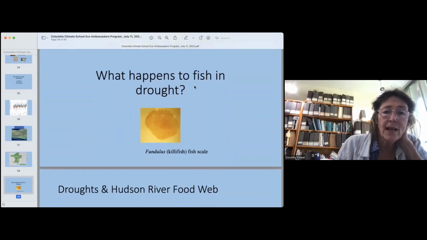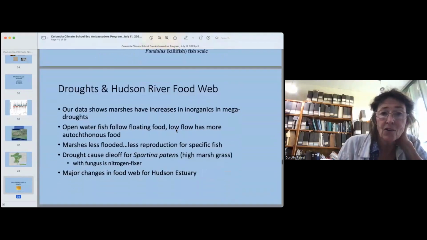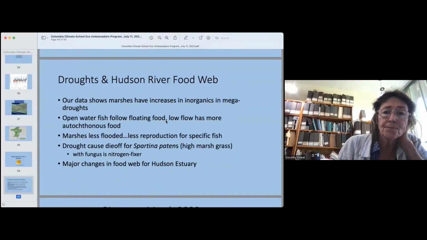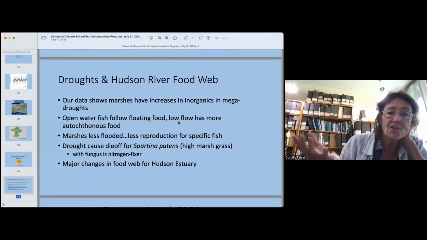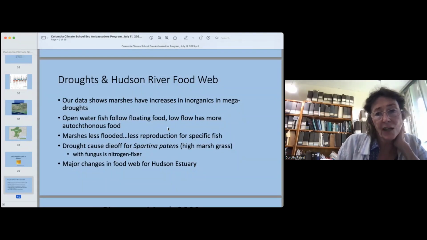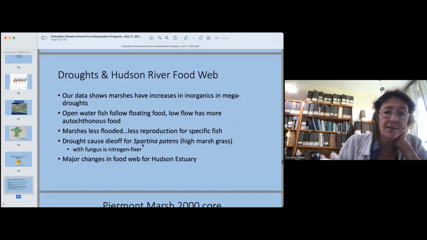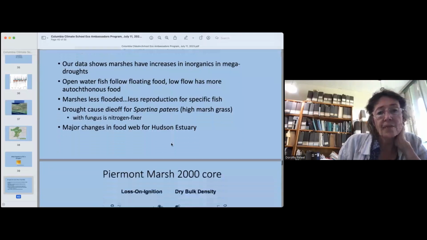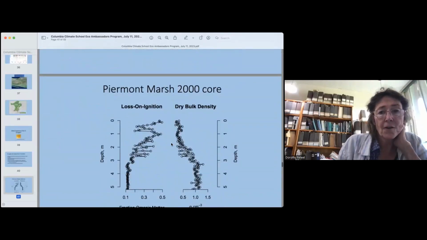And what happens to the fish? This is a fish scale we find in our cores. We know that when you have low flow in the river, there's more algae, autochthonous food, and the marshes are less flooded. The fish don't have as good reproduction, and you can have die-off. So that's a concern for the future.